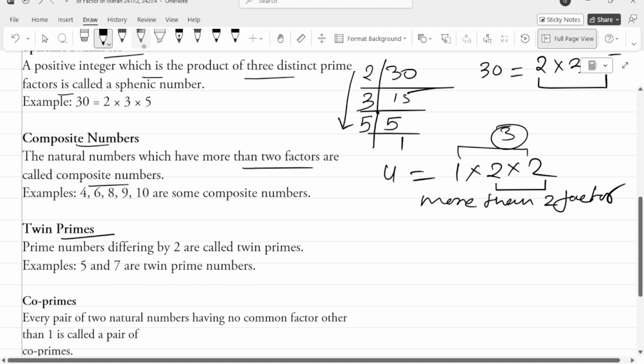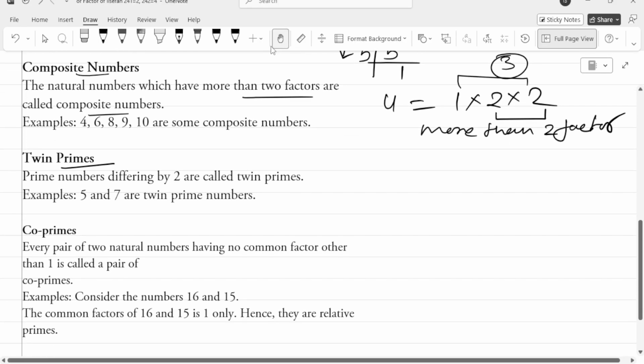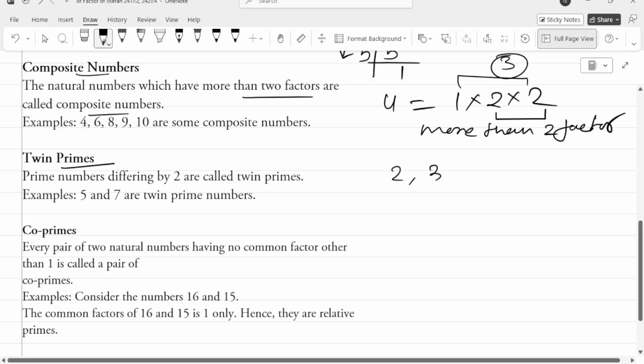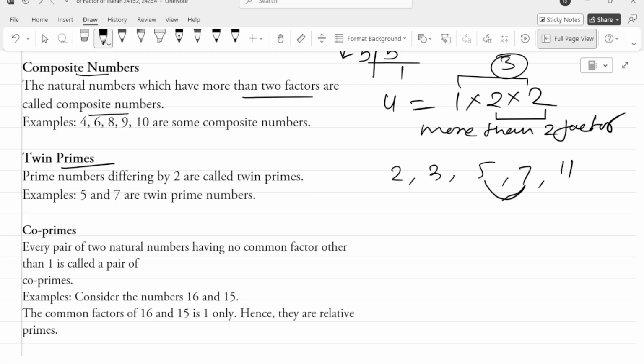Now twin primes. What are twin primes? Prime numbers that differ by two are called twin primes. For example 2, 3, 5, 7, 11, their difference must be 2. For example 5 and 7, their difference is 2. That is a twin prime pair. And 3 and 5, their difference is 2, those are twin prime numbers.